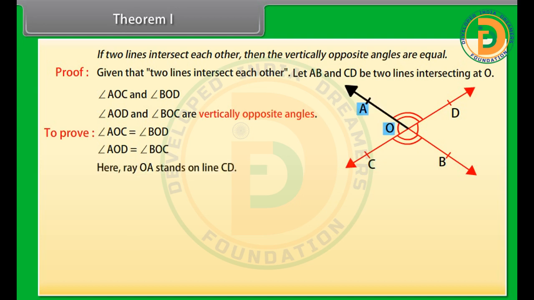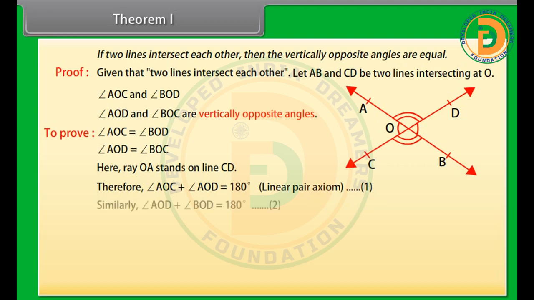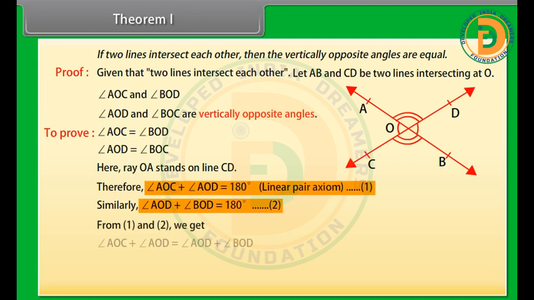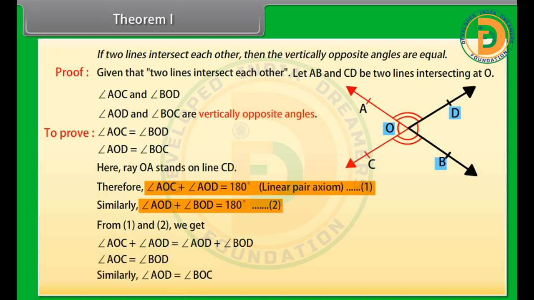Now, ray OA stands on a line CD. Therefore, angle AOC plus angle AOD is 180 degrees, linear pair axiom. Mark it as 1. Similarly, angle AOD plus angle BOD is equal to 180 degrees. Mark it as 2. From 1 and 2 we can write angle AOC plus angle AOD is equal to angle AOD plus angle BOD. This implies that angle AOC is equal to angle BOD. Similarly, it can be proved that angle AOD is equal to angle BOC.